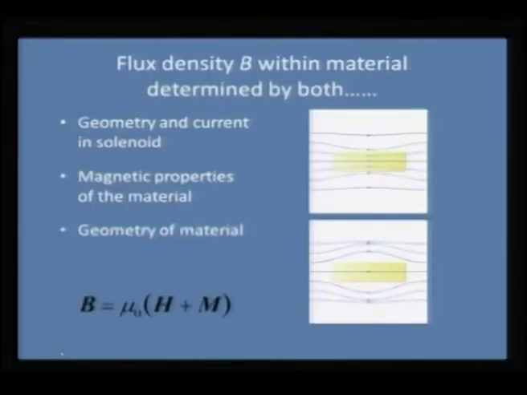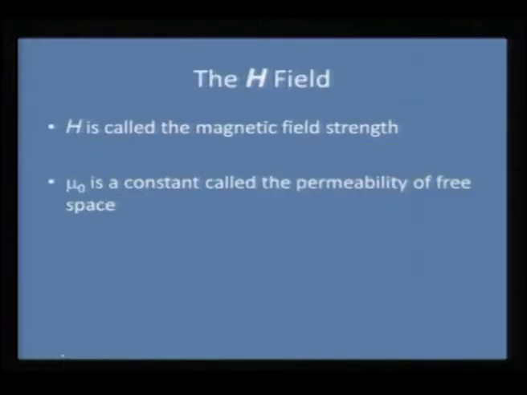Flux density B within a material can be determined by the geometry and current in the solenoid, the magnetic properties of the material, and the geometry of the material. So, 2-3 things are interdependent. One, the solenoid itself will determine what sort of flux density you have, then the magnetic property of the material, and then the geometry of the material. So, B, the flux density, is given by mu 0 H, which is due to your magnetic field, plus mu 0 M, which is due to the magnetic material itself.